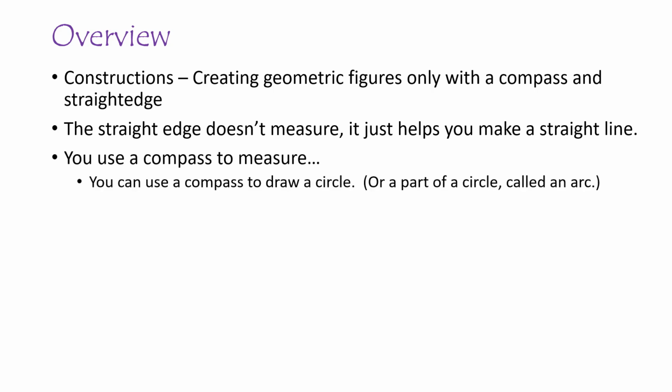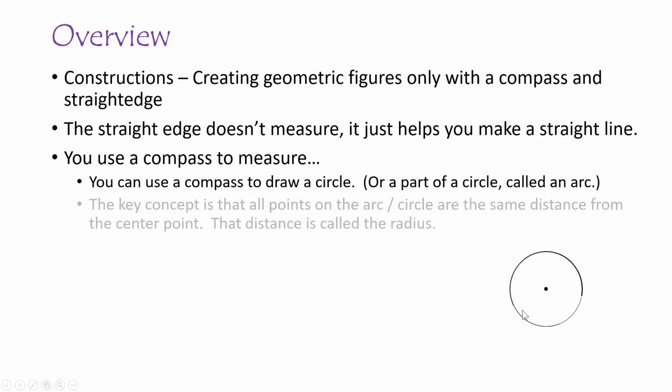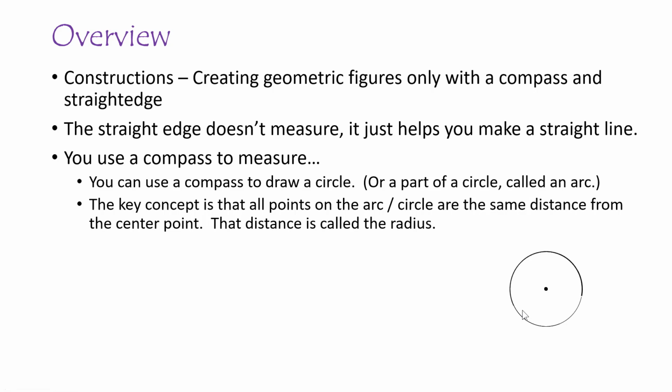And you use the compass, of course, to draw a circle, or at least a part of a circle, which is called an arc. And so in this video, the way I draw that is that little point, it represents the sharp edge of the compass, and the arc represents the pencil side of the compass. And you use the compass to draw an arc or a whole circle, right? Now the key concept here is that all points of the arc and the circle are the same distance from the center point. And this distance, of course, is known as the radius. And so in this way, you use a compass like a ruler. You use it to measure.